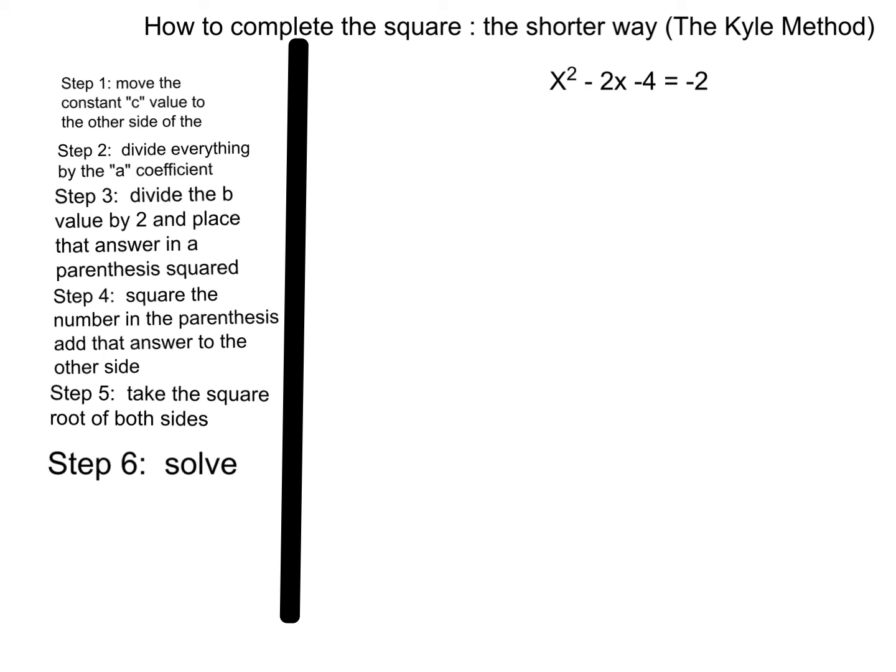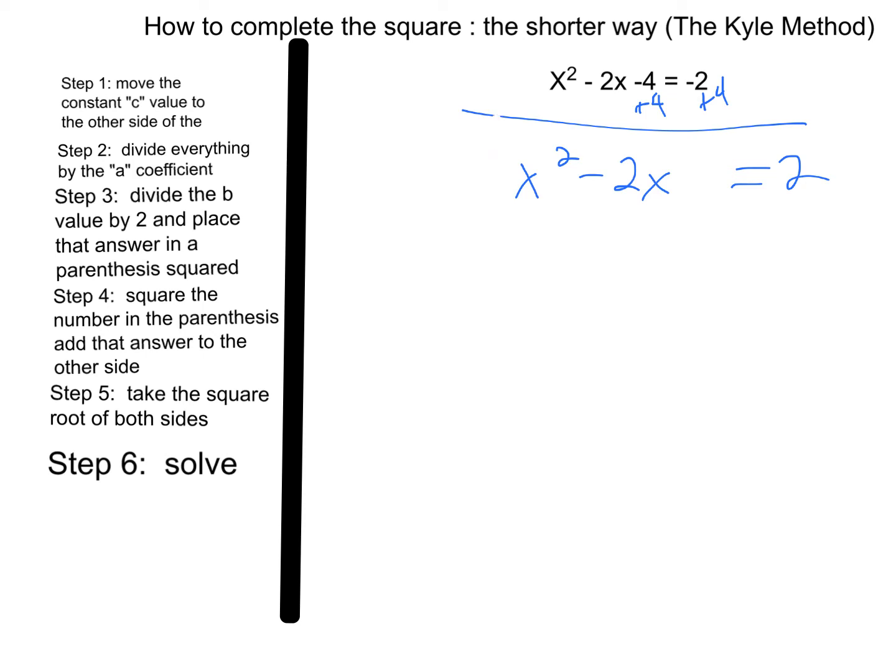Alrighty, folks, I'm back. Alright, so let's talk about this one. So first thing I'm going to do, I'm going to move the constant or the c value to the other side, so add 4. Alright, so here we go. X squared minus 2x is equal to 2. Now, our next step, divide everything by the lead coefficient. Well, again, the only thing there is a 1, so it's not going to do anything for us, so we don't have to worry about that, so that's okay.